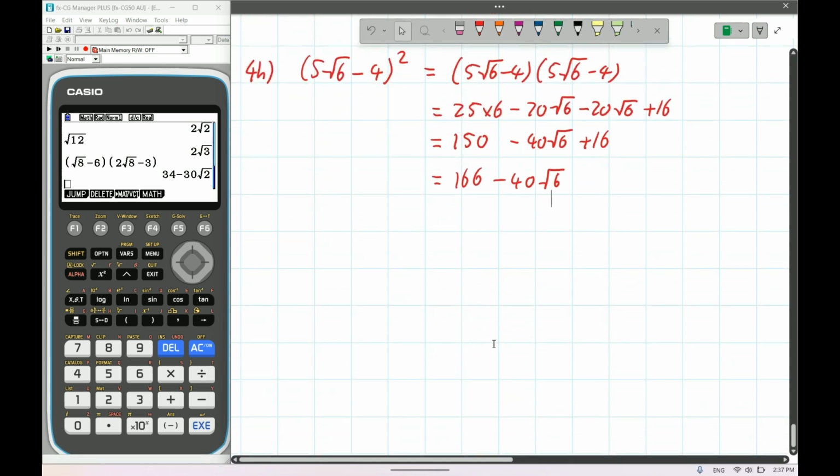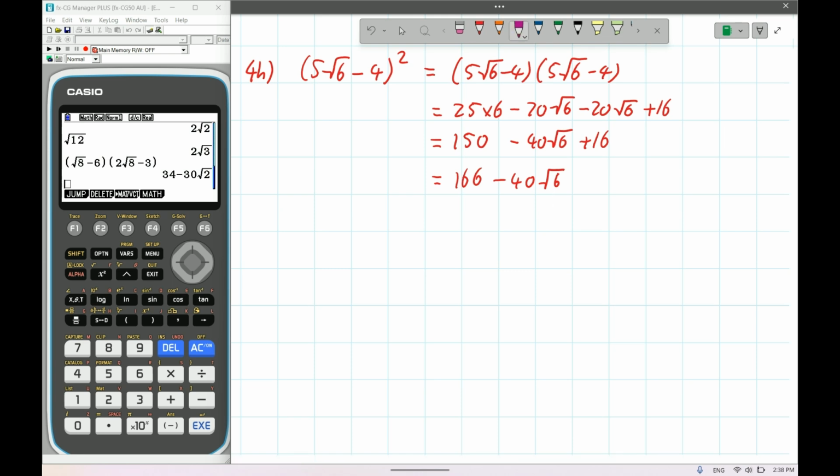So those are the 8 questions for part 4. So I'll go through the material in part 5 now. Okay. So question 5a is simplify again, 3 plus root 7 and 3 minus root 7.